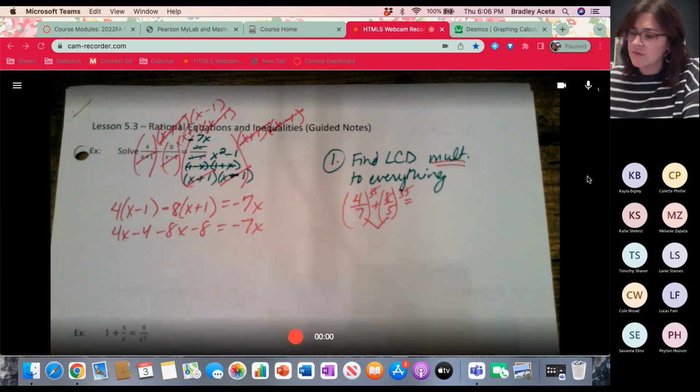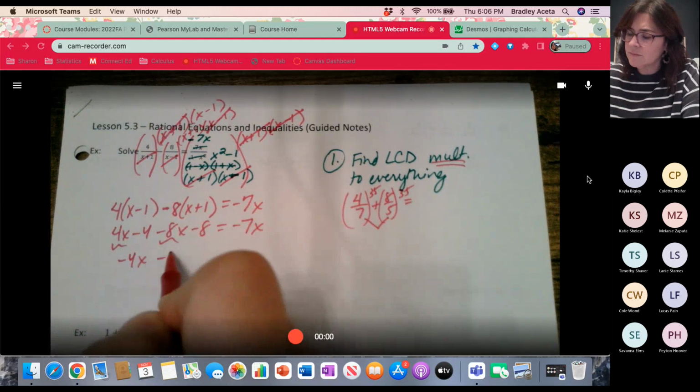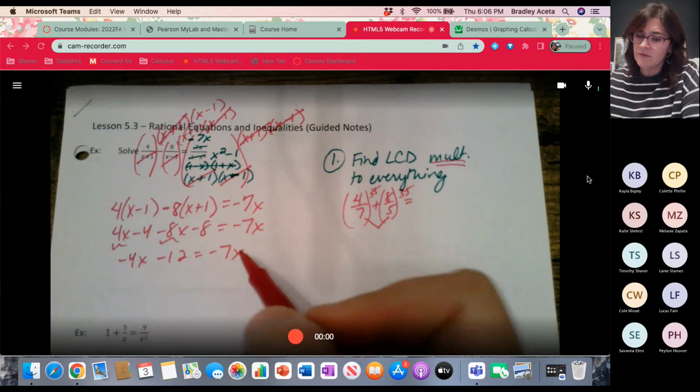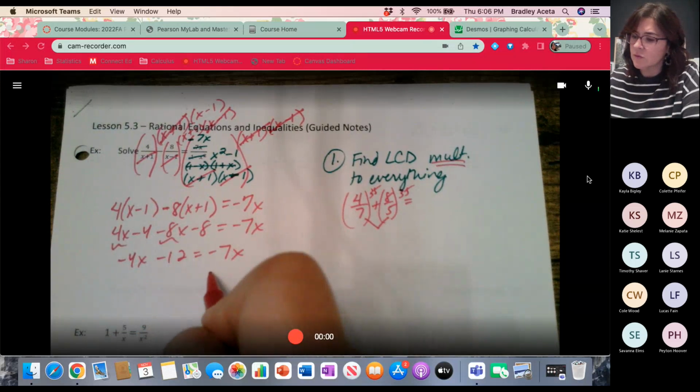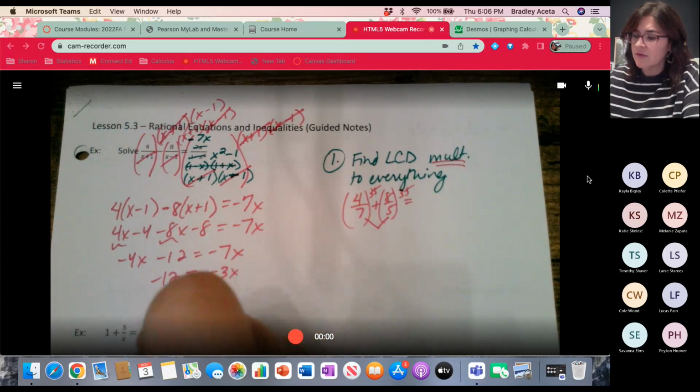So let's see if I can solve this real quick. Combine my like terms. Let me add the 4x over here, I guess. So negative 3x equals negative 12. And then divide by negative 3 would be 4.